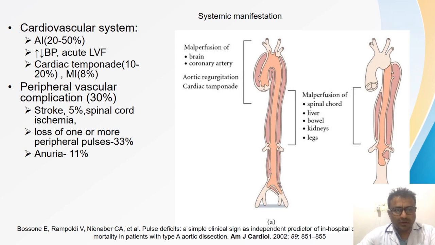Patient may also present with malperfusion symptoms, like malperfusion symptoms to the brain, stroke, spinal cord ischemia, malperfusion symptoms to the viscera and the peripheral arteries. Patient may also present with the loss of one or more peripheral pulses. Along with the pain, patient may also have anuria.